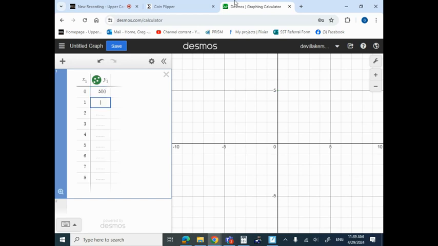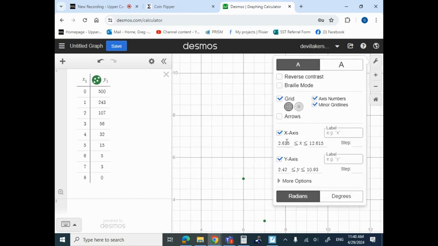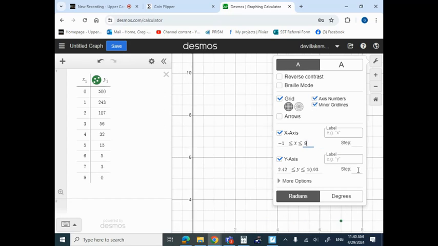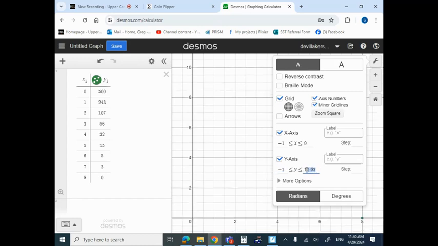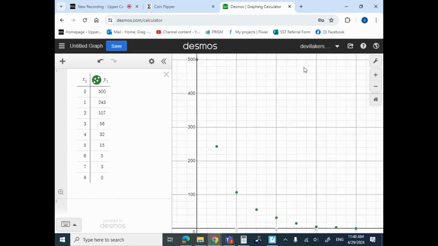We started with 500 coins, then it went to 243, 7, 56, 2, 15, 5, 3, and boom, right to 0 at the end. So for our graph, we want the x-axis to go from, let's say, -1 up to 8 or 9. So let's just go to 9, so we have a little breathing room at the end. And on the y scale, we want to go from -1 all the way up to 500. Okay, that gives us a nice view of all of our data.